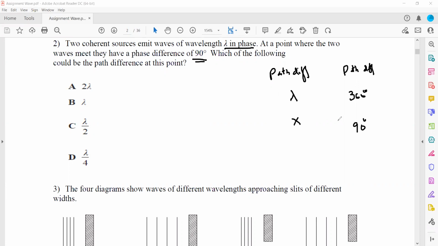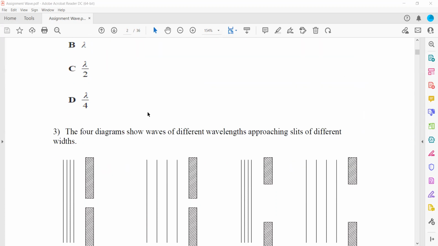It will be x. When we cross multiply, x will be equal to 90 degrees into lambda divided by 360. When we simplify, it will be lambda by 4. So D will be the right answer, because of the relation between the phase difference and path difference: when one complete wavelength is the path difference, the phase difference is 360 degrees. So if the angle difference is 90, then the path difference will be equal to x.